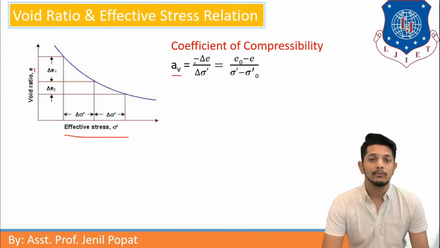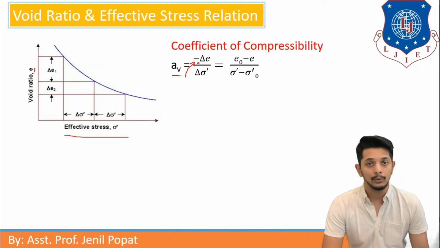Why negative? We should be having a question like this, but it is shown as a negative sign due to the graph. Whenever effective stress will increase, the graph will go down and the void ratio will decrease. That is why the minus sign is shown.